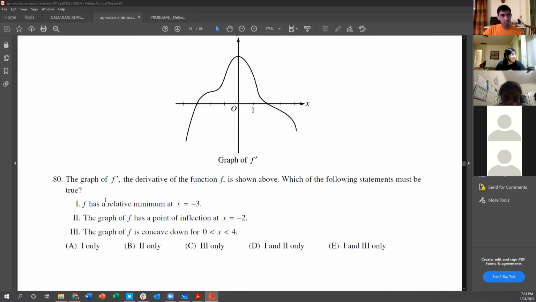Okay. Graph of f prime, the derivative of the function f. So this is f prime. I have to remember that. Let me just circle that, because I like to remember that. Okay. Which of the following is true?